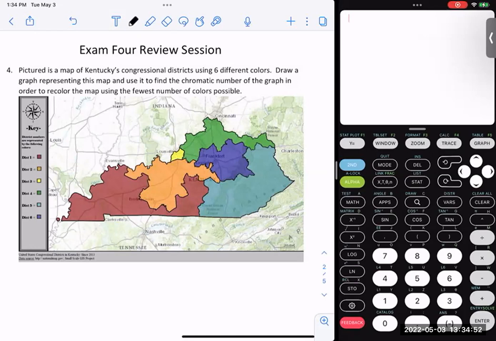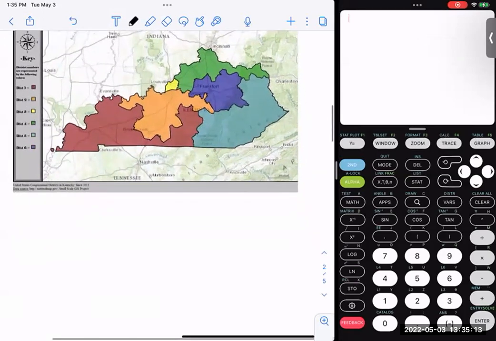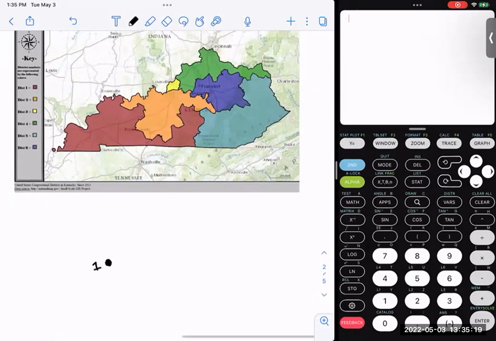So the first thing we're going to do here is draw our graph of this map. On the map problems, when you have countries or states or counties or districts or whatever you're looking at, again, your locations are your vertices, right? So each district in this case is going to be a vertex. So I'm actually going to have 6 different vertices, and I'm going to roughly put them where they are. So this red one was District 1.